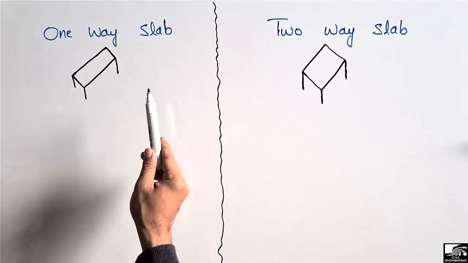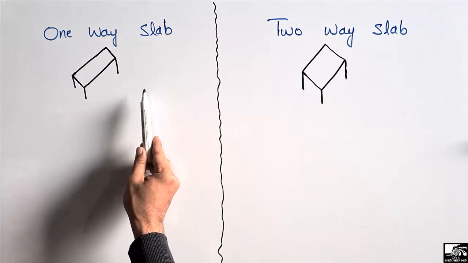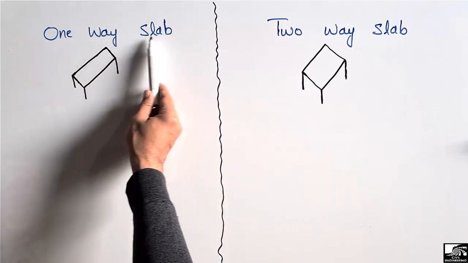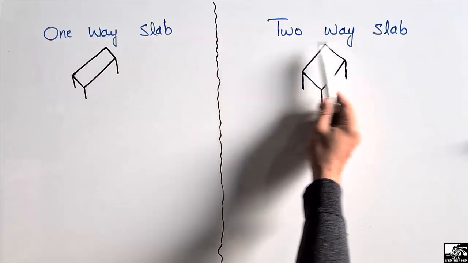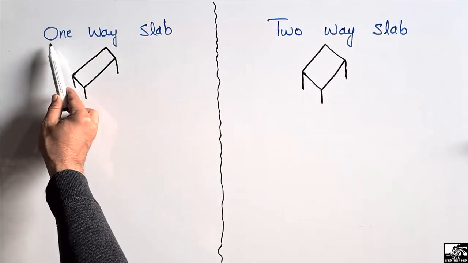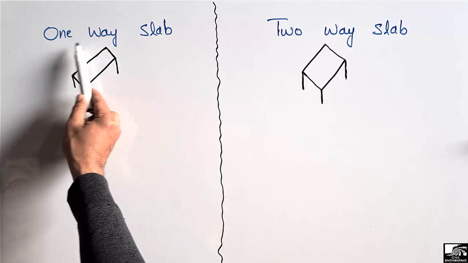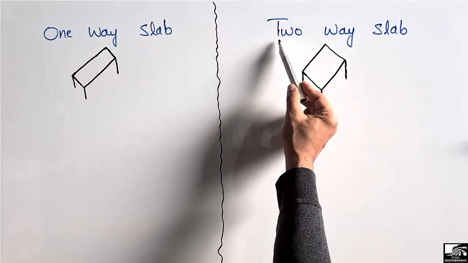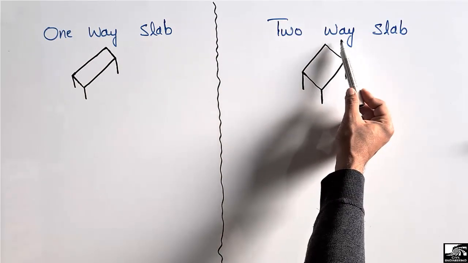But we have two main types of the slab here, where we are going to differentiate between these two types of the slab. One is the one-way slab and the other one is the two-way slab. As the name shows, a one-way slab bends dominantly in one direction, while the two-way slab bends equally in both directions.